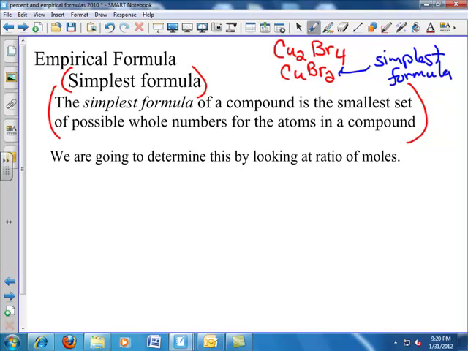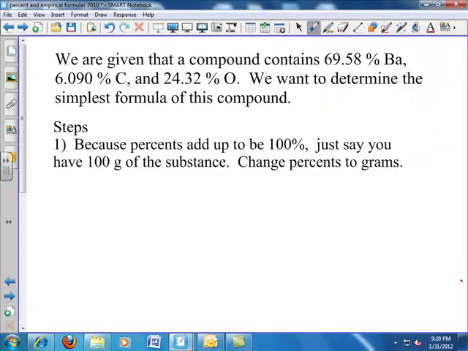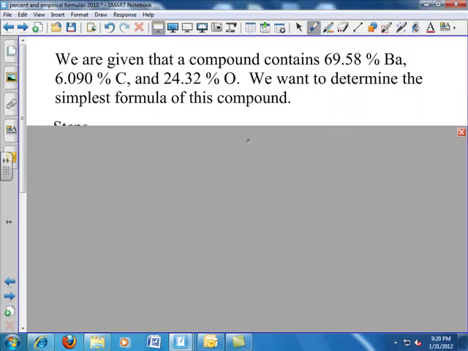Now, what we're going to do is look at these simplest formulas in terms of moles, in particular in terms of the ratio of moles. It is best just to start this by looking at a problem. So I want to see this problem copied in your notebooks. I'm going to keep talking, so you might want to pause the video to write this problem down. But you need to have this problem written in your notebooks. It will be something that I will look for.